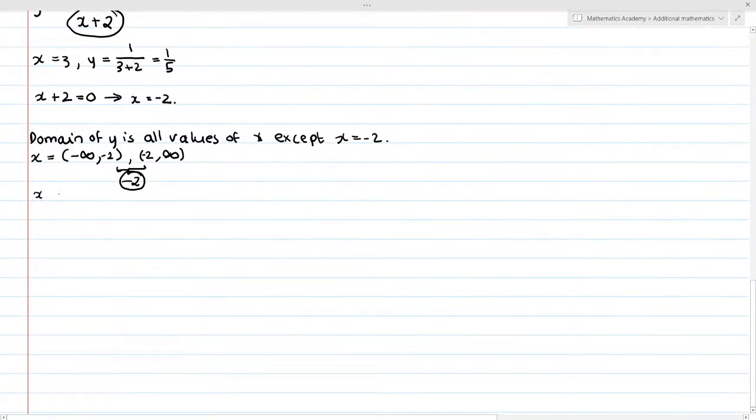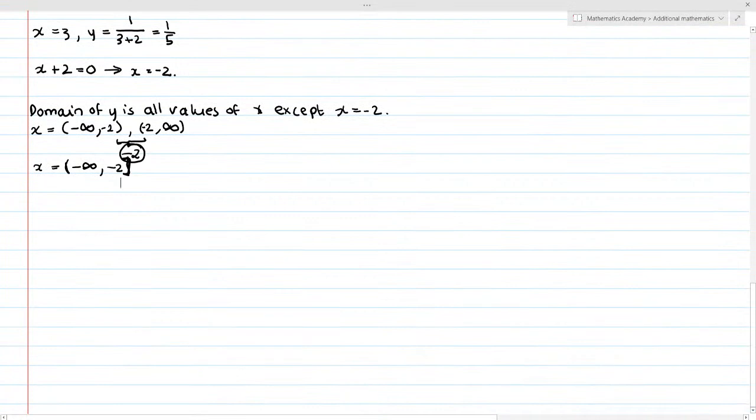Because if we wanted to include the value of -2, we would have something like this: negative infinity to -2, and then we would have square brackets. Square brackets means the value of -2 itself is also allowed. And now you might ask, why is there a regular bracket rather than a square bracket next to the negative infinity? Well, it's because, of course, we can't plug in negative infinity itself. So that's also a value that's not allowed.